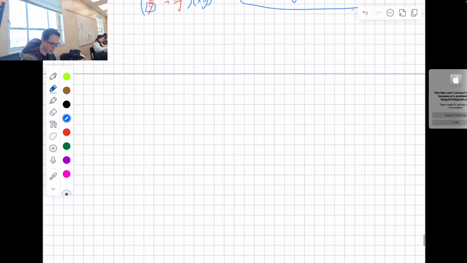Okay, so one last question. So y equal to x ln of x, and I want to find the relative maximum.